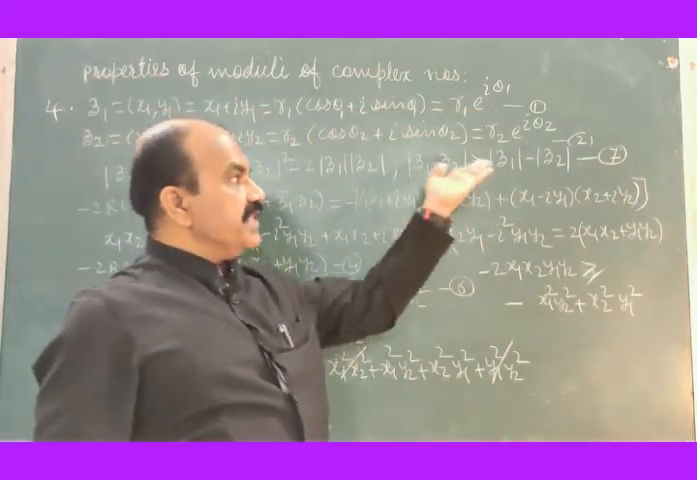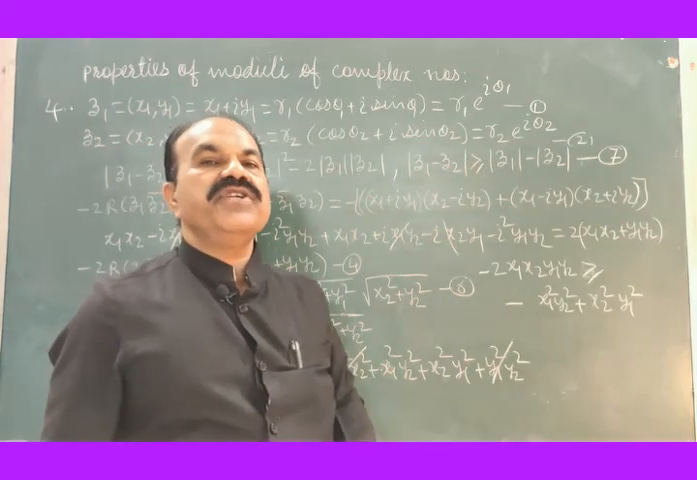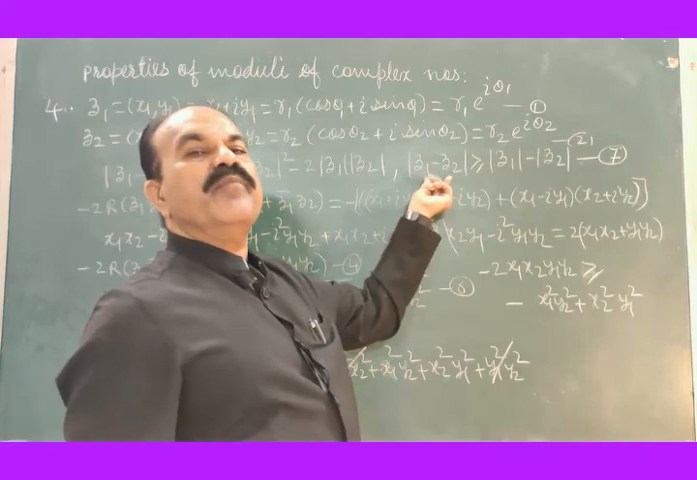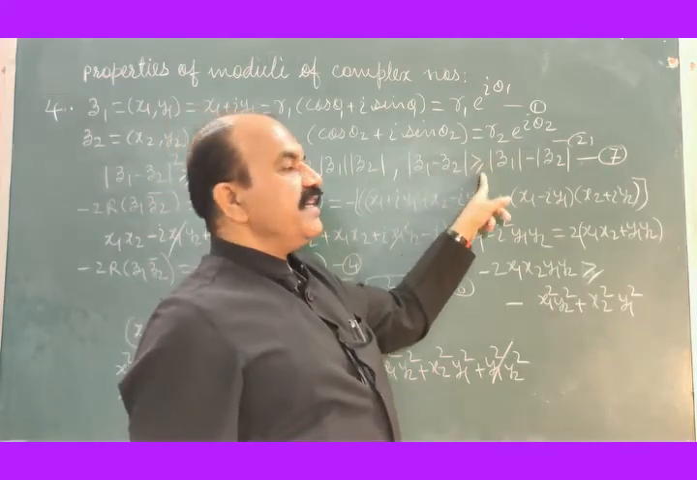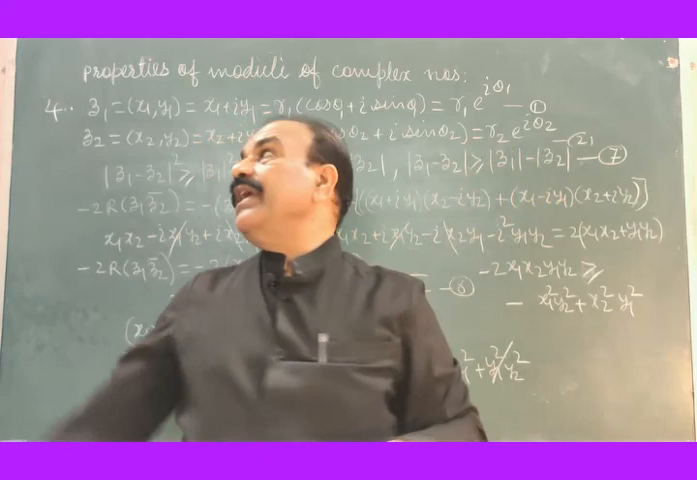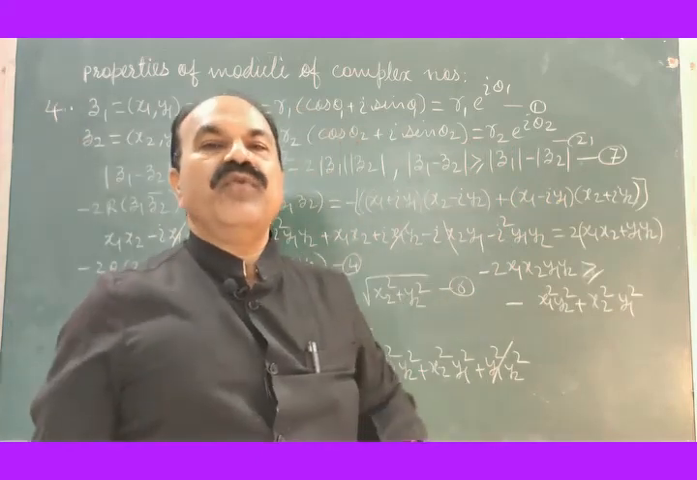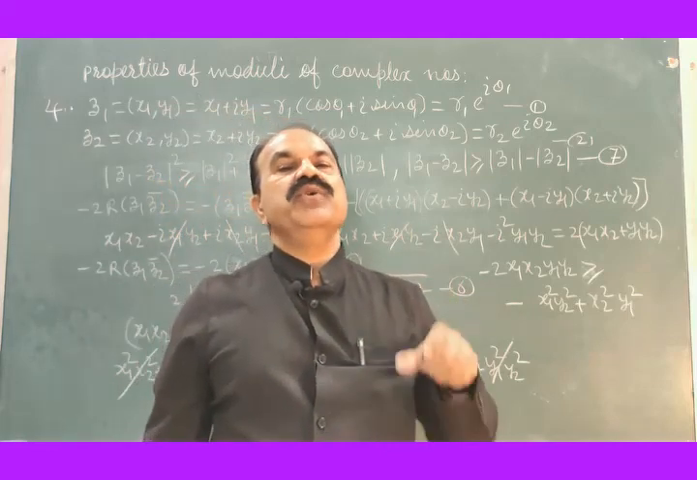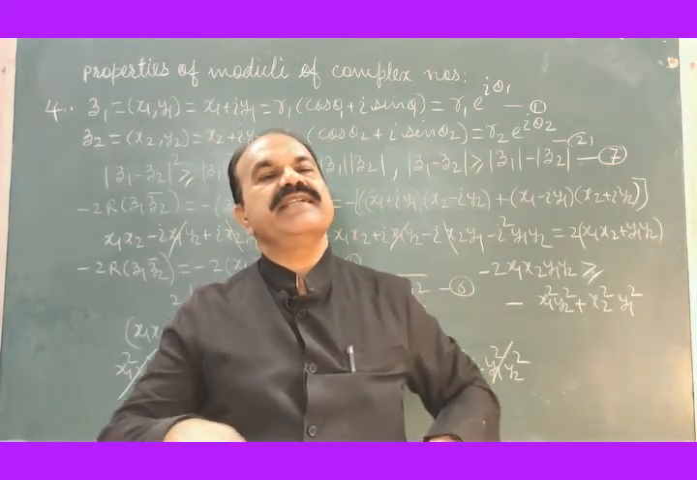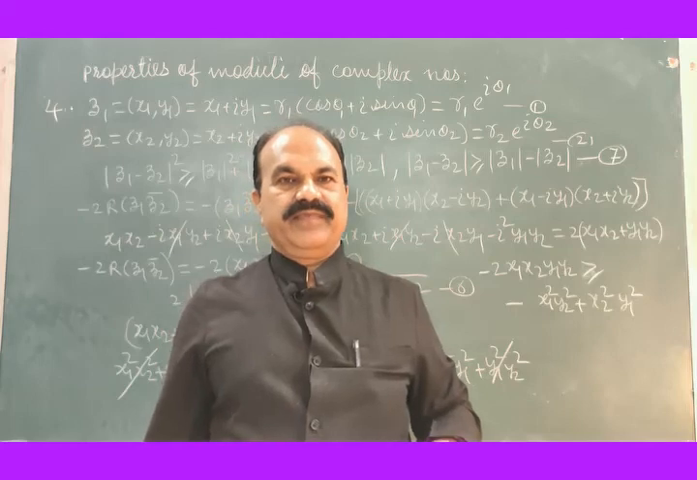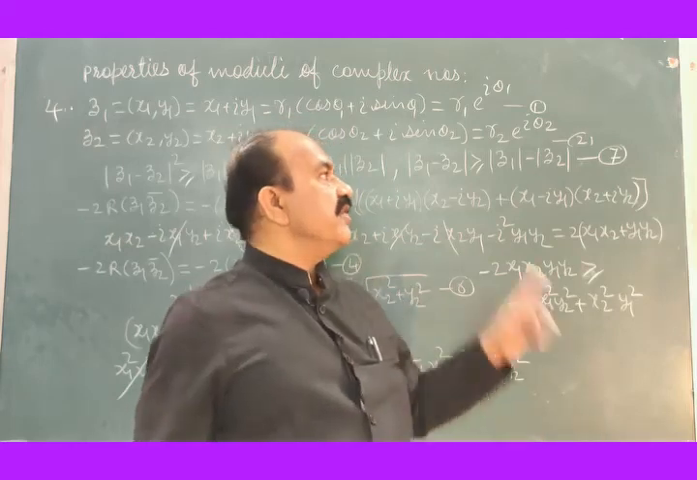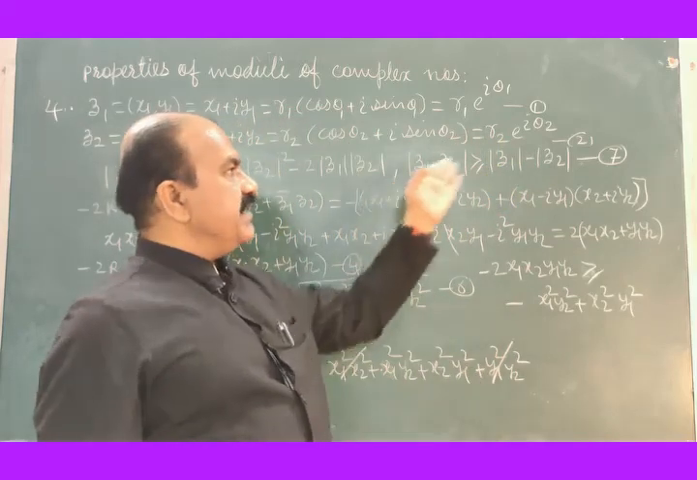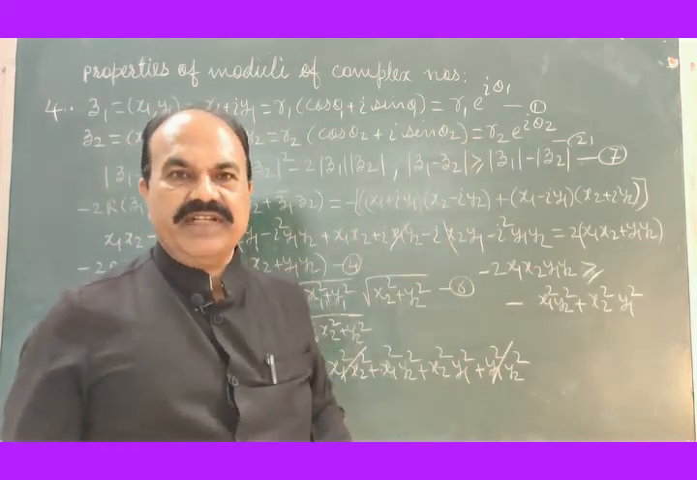If you have a look inside equation 7, what conclusion can you draw? Modulus of the difference of two complex numbers is greater than or equal to the difference of their moduli. Property number 4: modulus of the difference or subtraction of two complex numbers is always greater than or equal to the difference or subtraction of their moduli. This property is verified with equation 7.